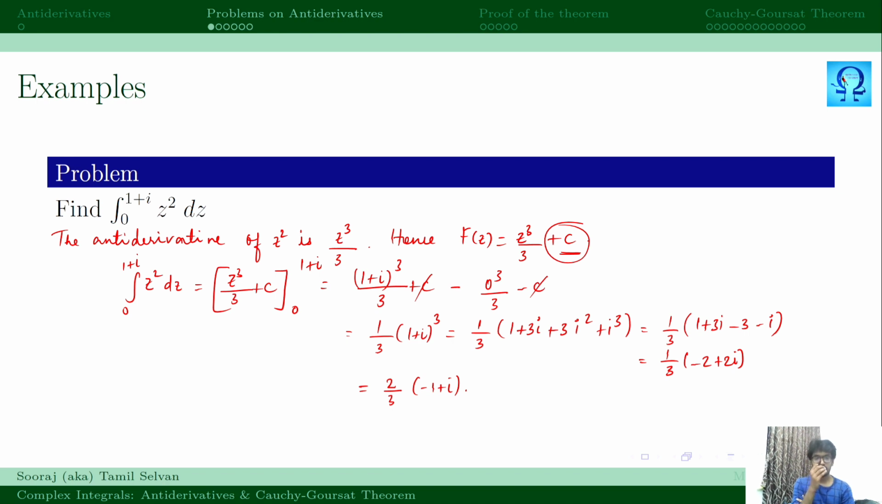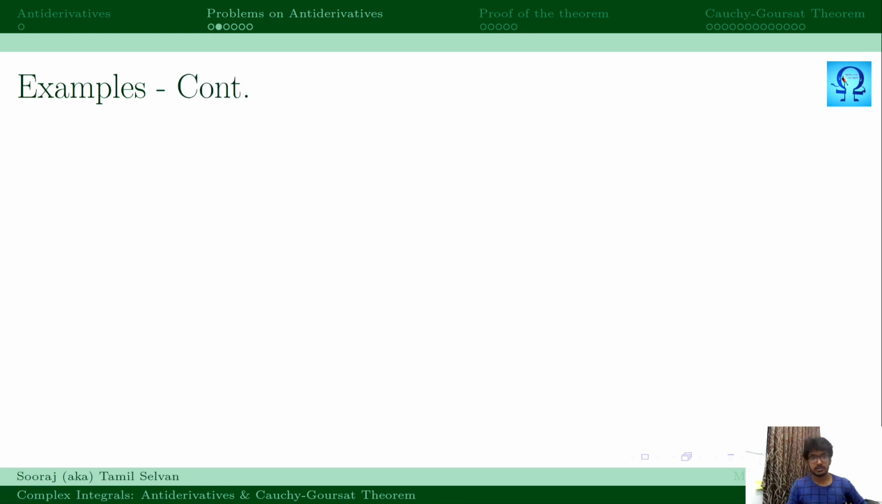Just because when we integrate over certain limits, those constants get cancelled, right? So even if you proceed with only z cube upon 3 as an antiderivative, you are going to get the same value. Whether you add some specific constant is up to you, right? I have done with the general ideology here. Now we'll move to the next problem.